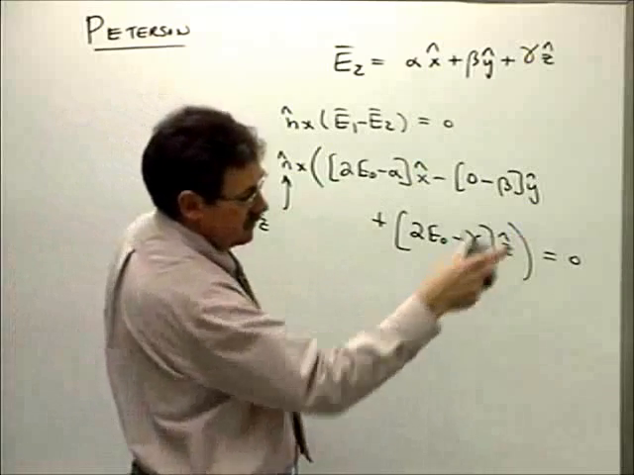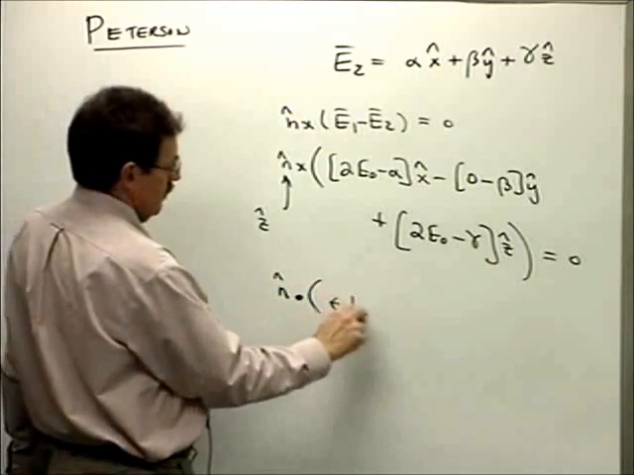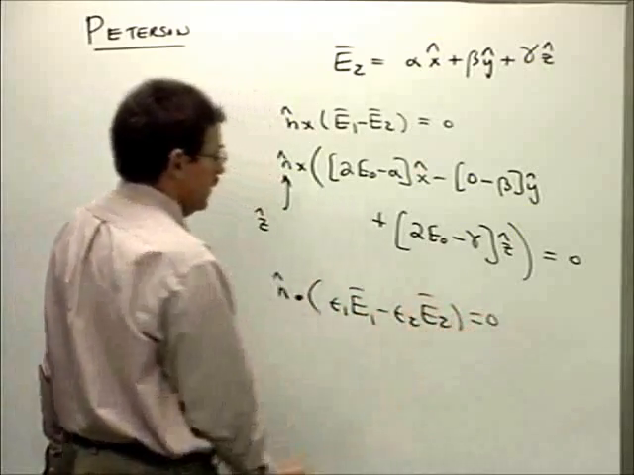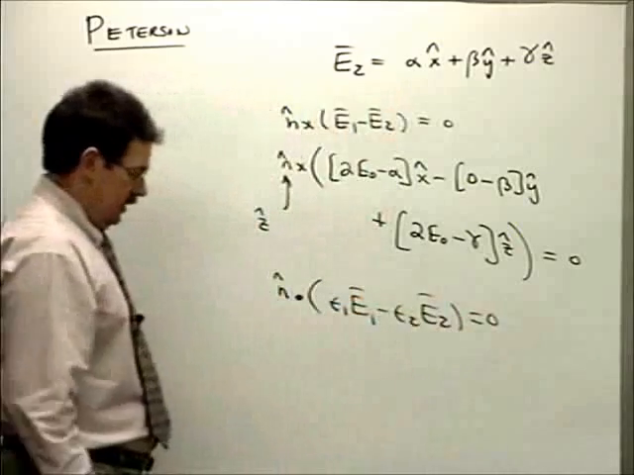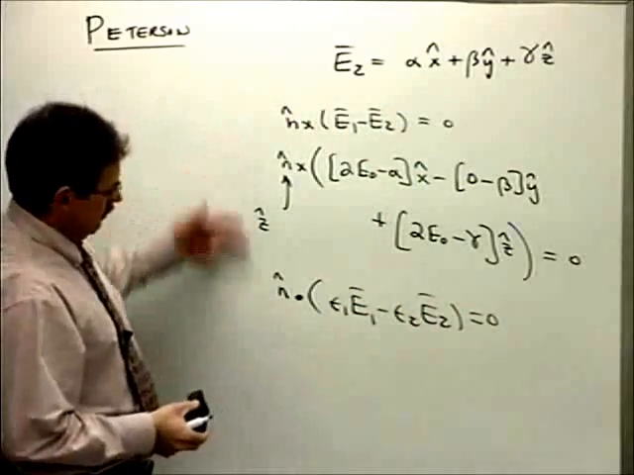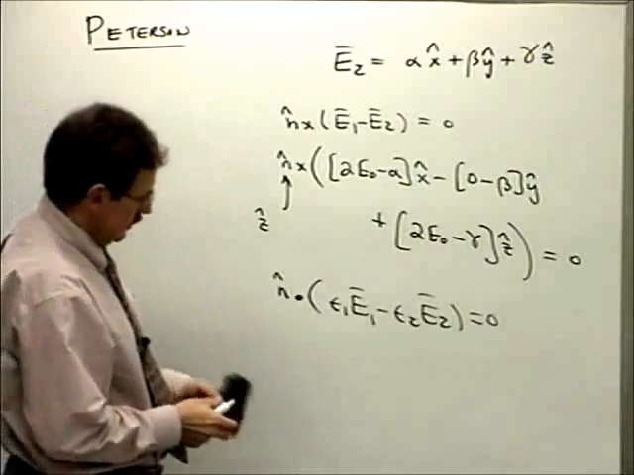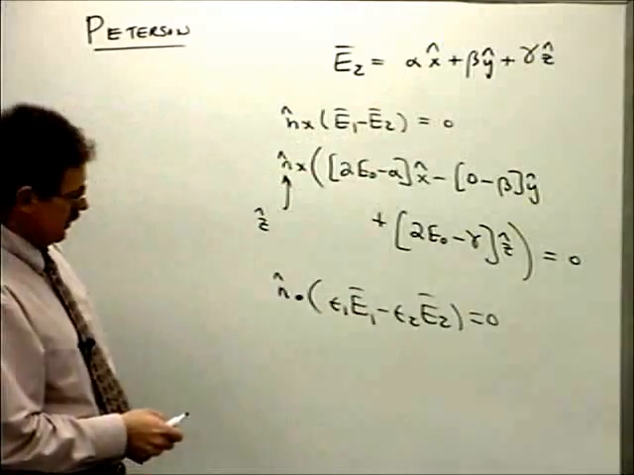Then we go to the other condition over there that says n dot epsilon 1 E1 minus epsilon 2 E2 equals 0. Substitute in E1 and E2. That'll give us one equation. So we wind up with three equations, three unknowns, and we can solve those for these unknown parameters, alpha, beta, gamma, and work it that way.